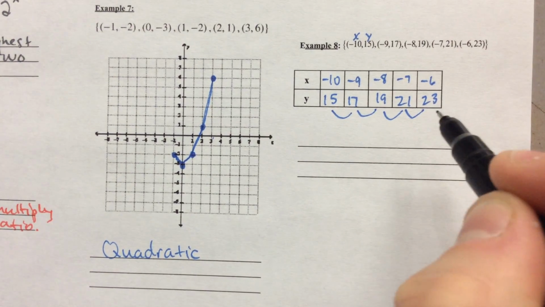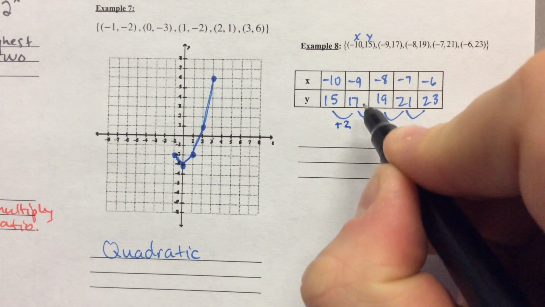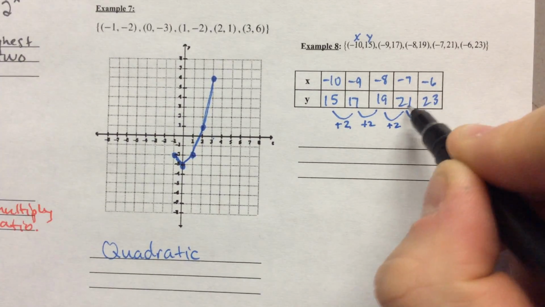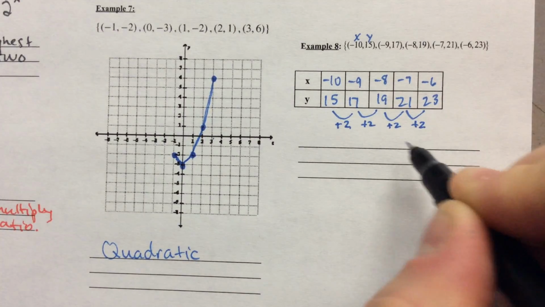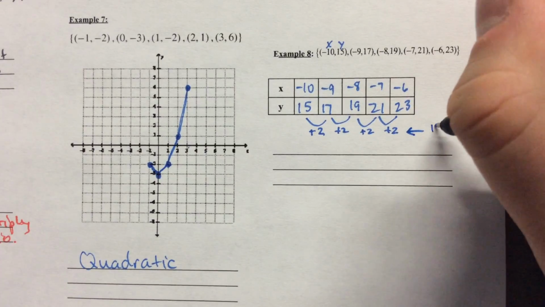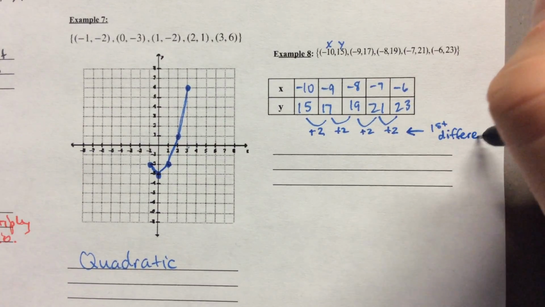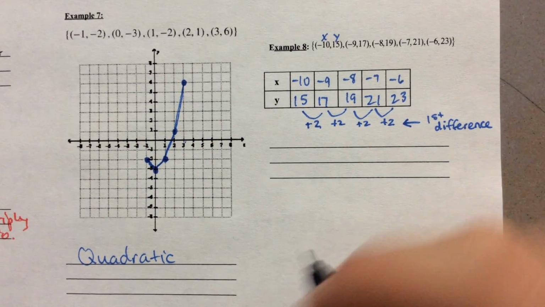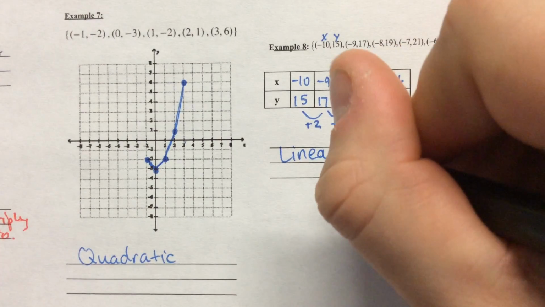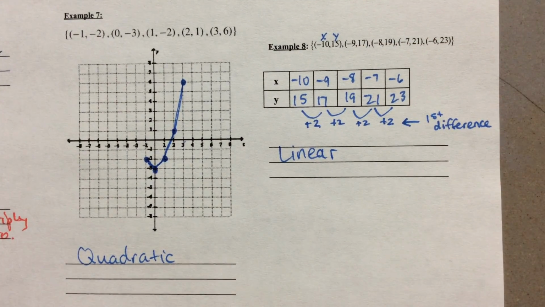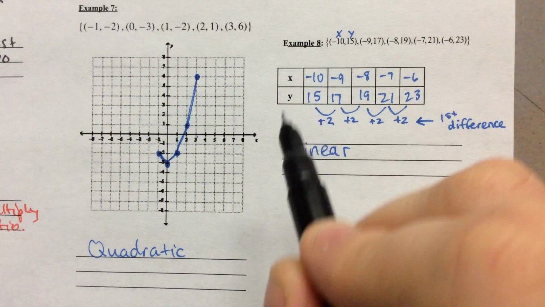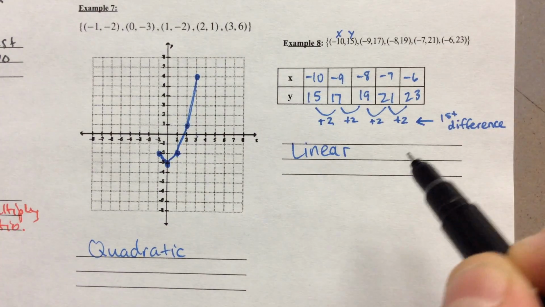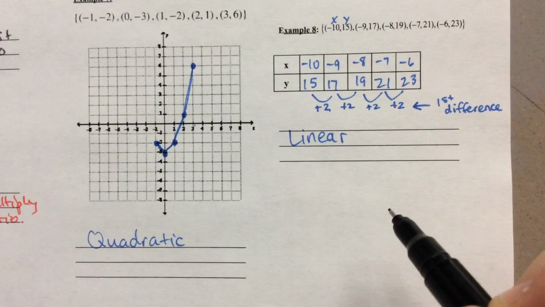So now I'm going to check adding and subtracting. So I see here I would have to add 2. 17 to 19, I'd have to add 2. 19 to 21, add 2. 21 to 23, add 2. It's the same every time in this first difference here. Okay, from yesterday, if the first difference is the same, it is a linear function. So all you would need to do here, graph the coordinates or plot them in a table, figure out how the pattern's changing, and that will help you to identify your function.